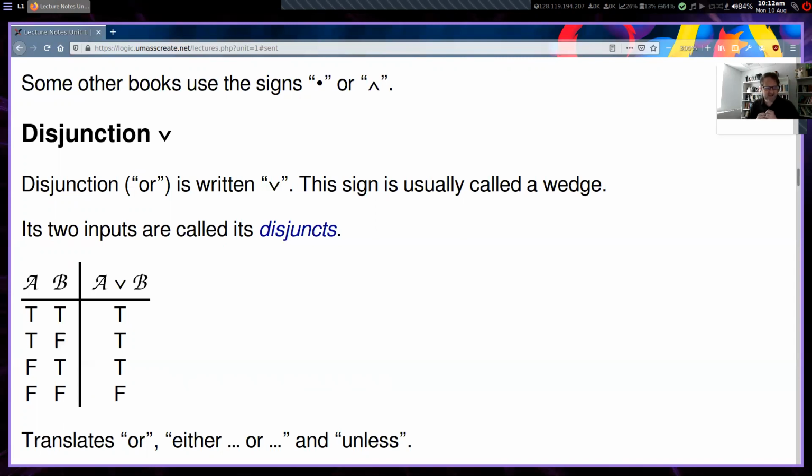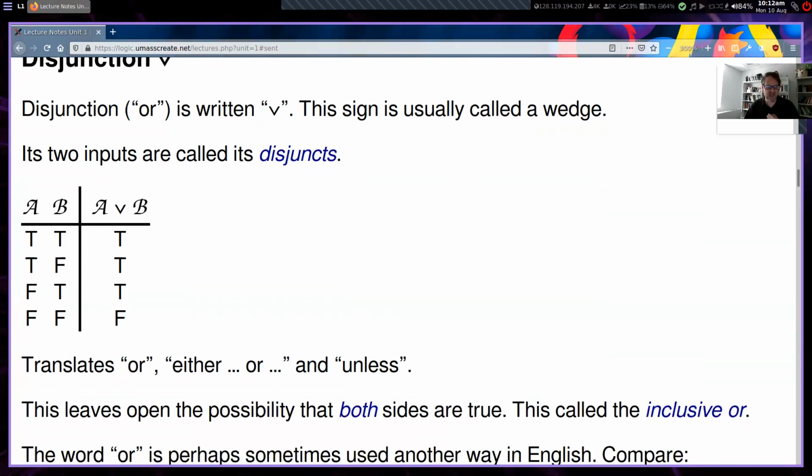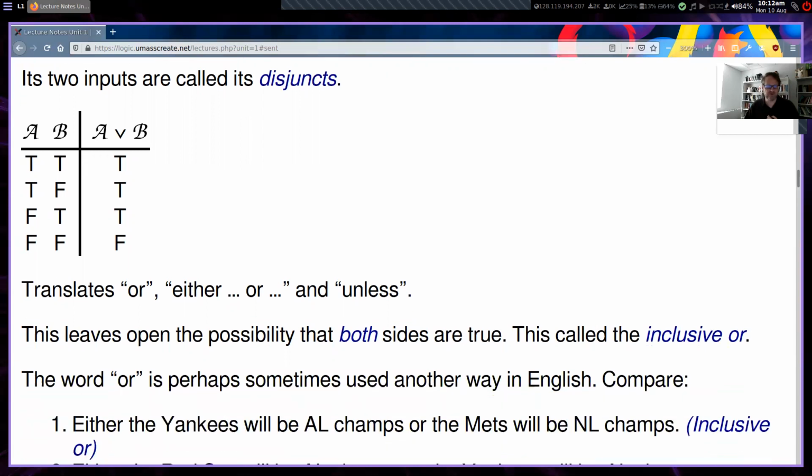Now, if I take A and I take B and they're both true, we regard A or B as true. When A is true and B is false, we still regard that as true. When A is false and B is true, we regard that as true. It's only false when both sides are false, right? So if I say either this or that, if either of the two sides is true or they're both true, it's regarded as true.